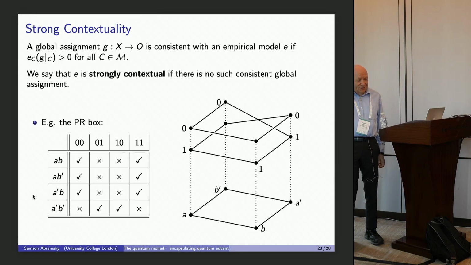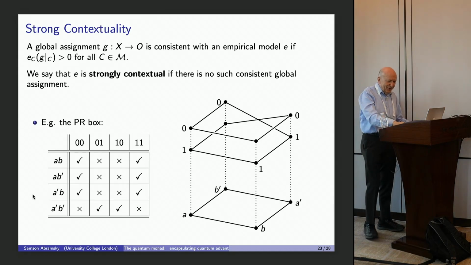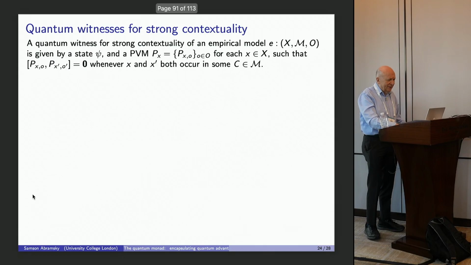So that means there's no consistent way of assigning values to the variables which is consistent with all the local information. So this is a sort of discrete Möbius strip. And it tells you immediately that this is an example of strong contextuality.